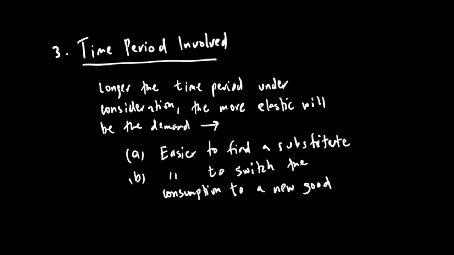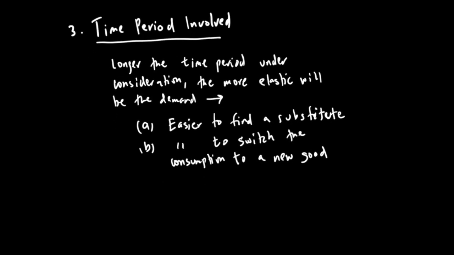Like, for example, I eat a particular kind of cereal, and if the price of the good goes up, I might find it difficult to switch in a week's time. But yes, if the price keeps on going up over a month's time, I can switch to another cheaper substitute.